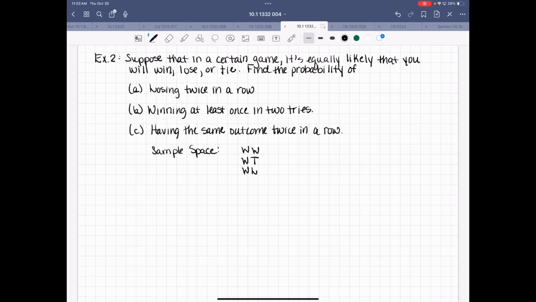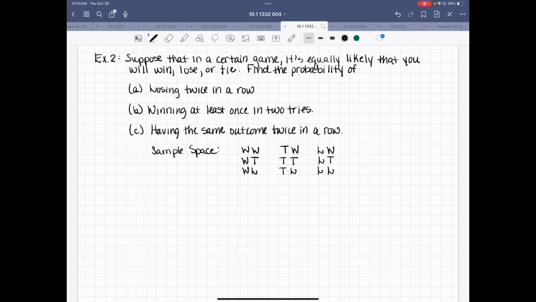Let's talk about if I tie the first game. I could tie the first game and win the second one. I could tie the first game and tie the second one. I could tie the first game and lose the second one. Let's do the same for if I lose the first game. I could lose the first game and win the second game. I could lose the first game and tie the second game. Or I could lose the first game and lose the second game.